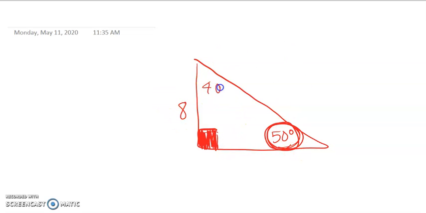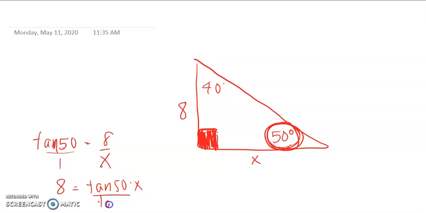Now, of course, I know that's going to be 40. And then if I say I want to find this side length, then I would use the tangent of 50 is 8 over x. And in this case, some people like to set up a proportion, and 8 is tan of 50 times x, and that's when I would divide by tan of 50. So whatever 8 divided by the tan of 50 is, and you have to make sure you are in the right mode. All right, so 8 divided by tan of 50 is 6.7.